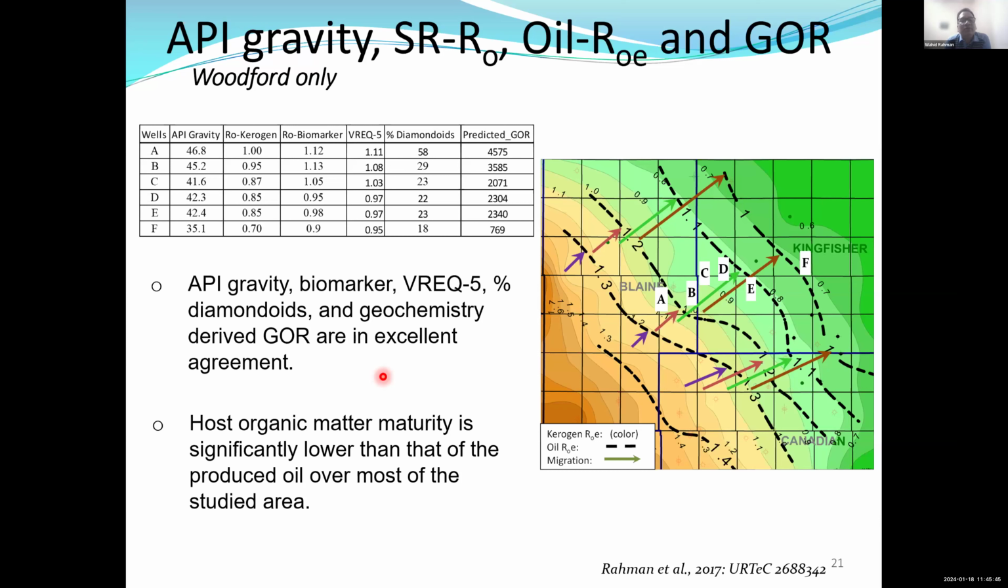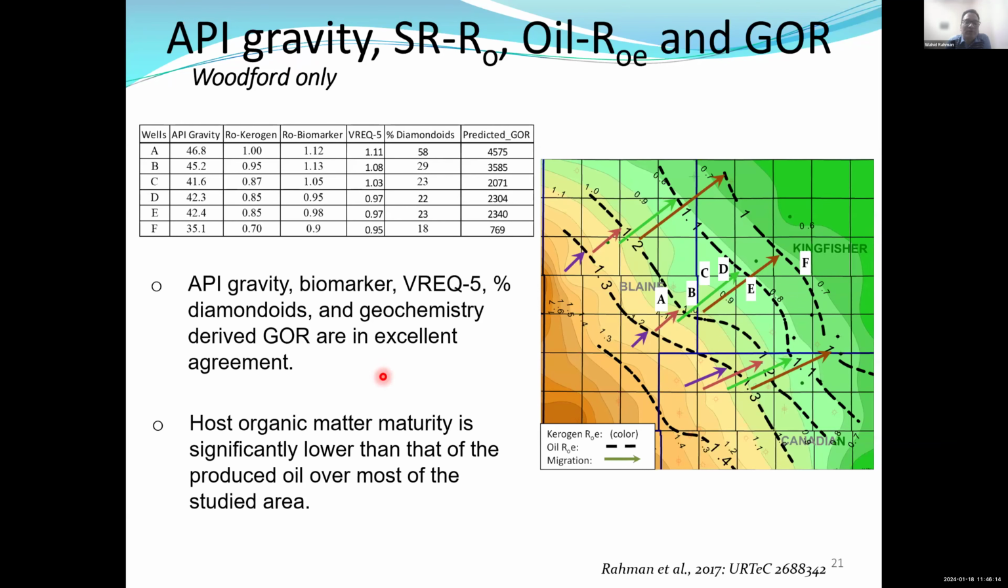And then you see on the very last column, the predicted GOR. Predicted GOR, basically you take these data and convert it to a GOR. We have some equations and we do that. So you can predict a GOR of almost 5,000 at the A locations, whereas in the F locations, you have 700 GOR, 800. So you can design your portfolio based on this. And this is very, very well correlated with that.